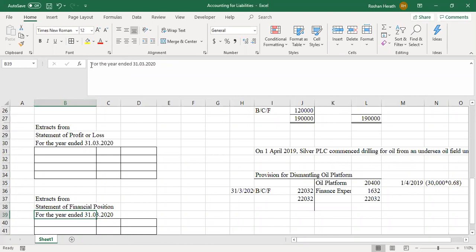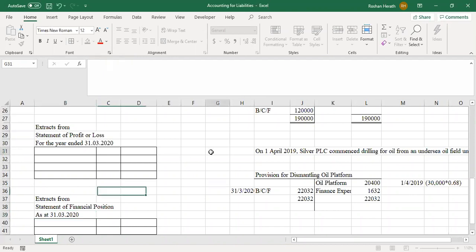Not for the year ended, for asset. No? At 31st March 2020. Right. Let's take that.